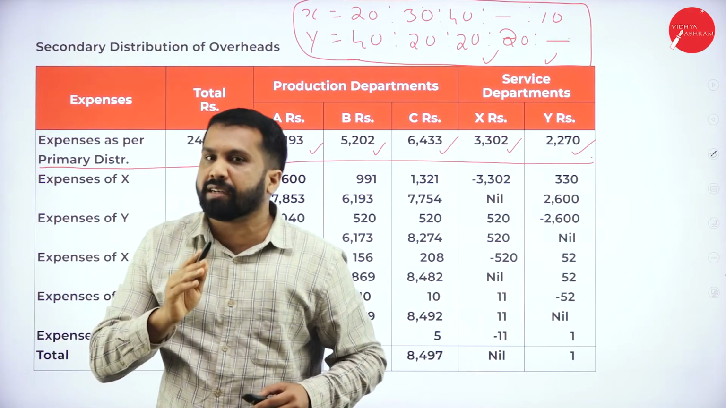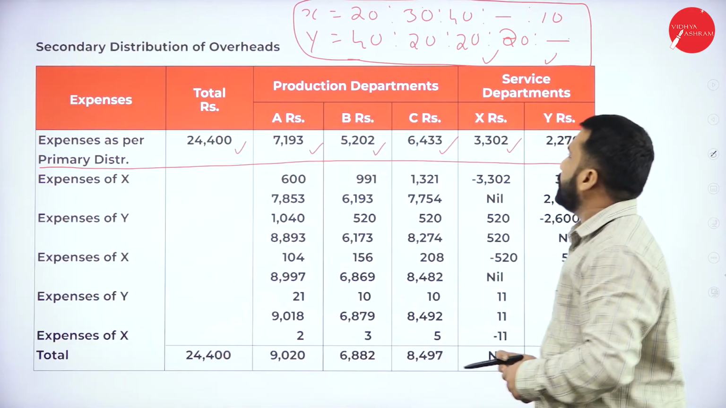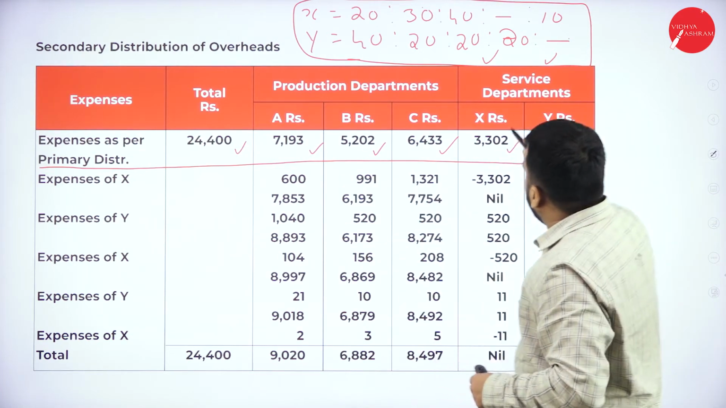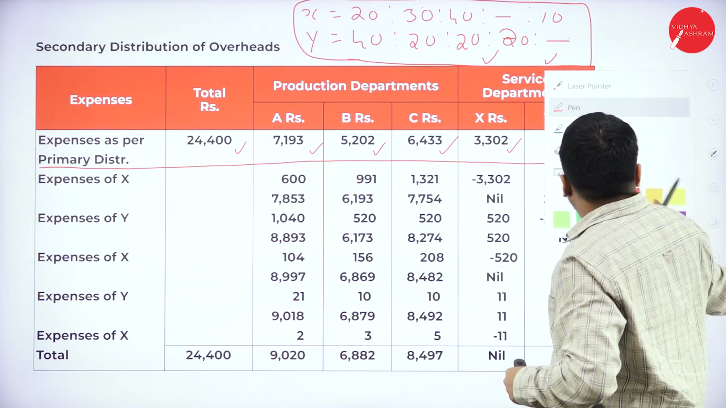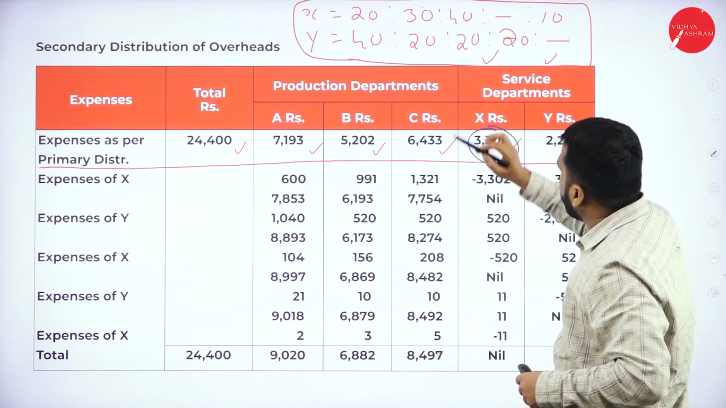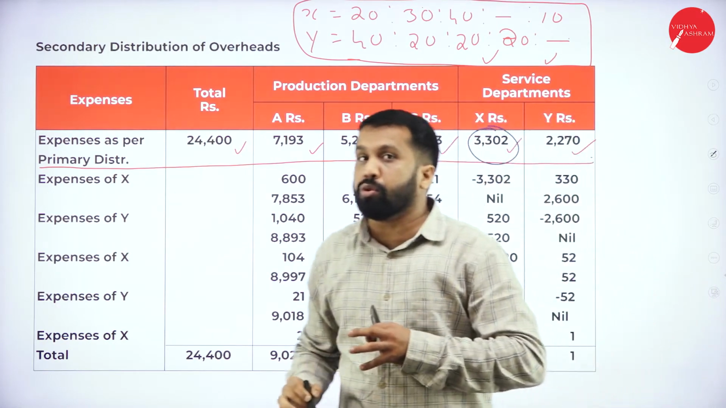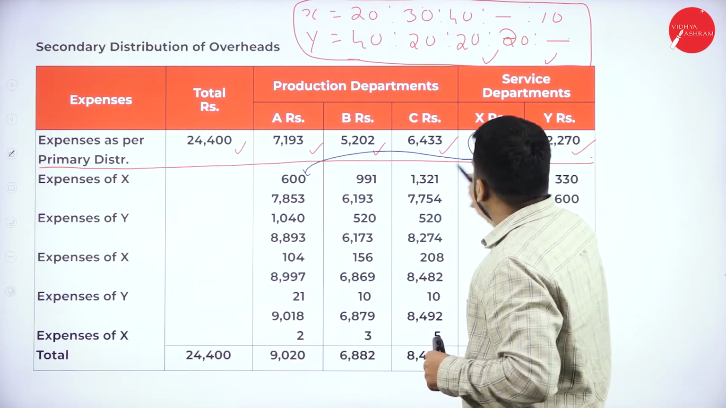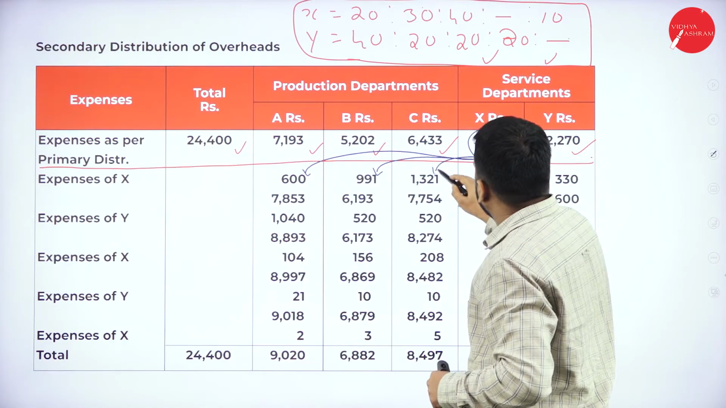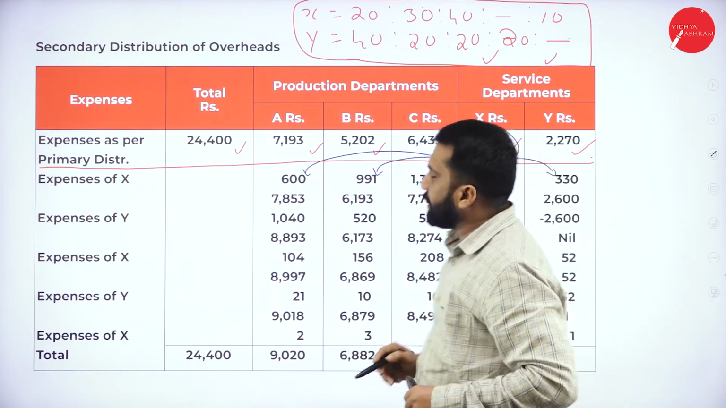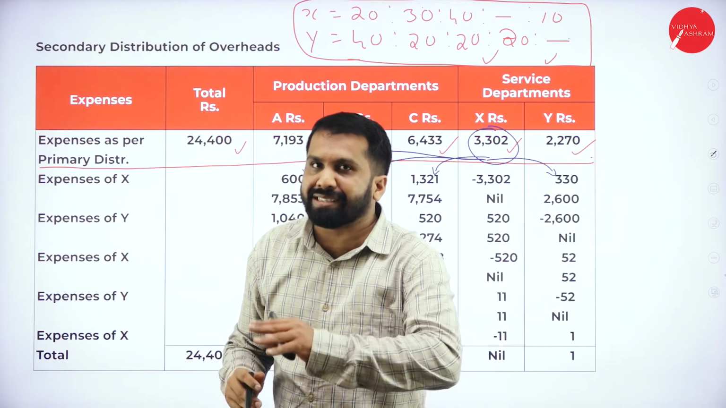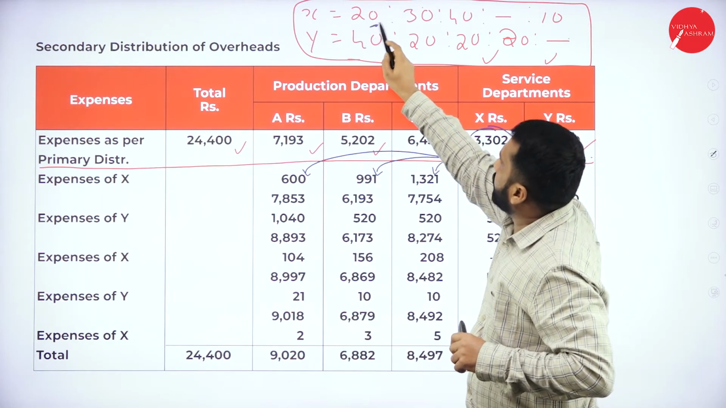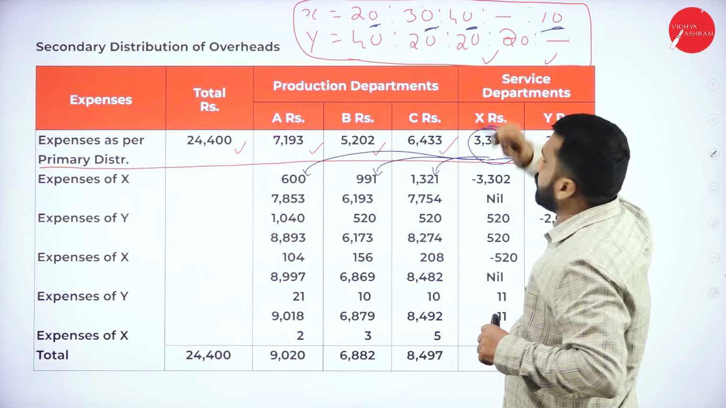Up to this we are clear. Now, what is the next procedure in this? Simple. Whatever you have in X, we have to consider, in this 3302 is there. This 3302 should go to whom? All the remaining departments like Department 1, Department 2, Department 3, Department 4. That amount will be distributed to the balance departments. Now, how do you classify? You know the percentage: 20, 30, 40, 10.